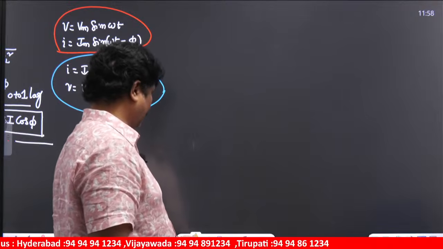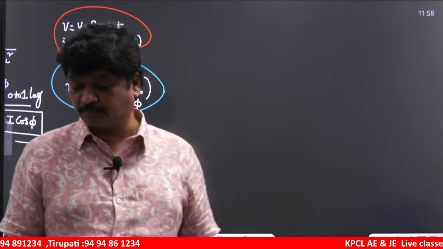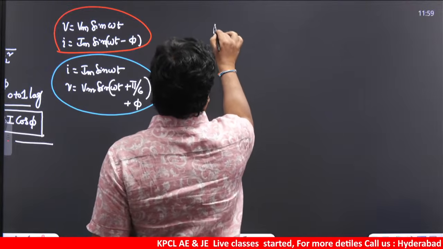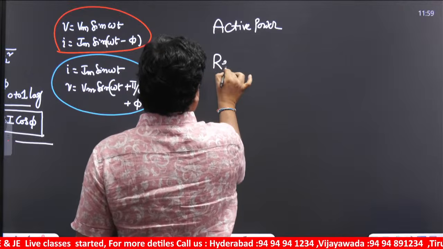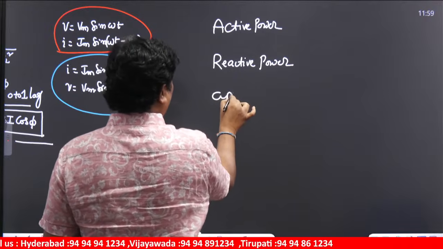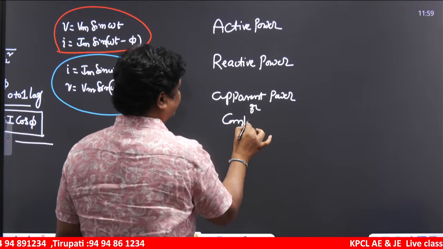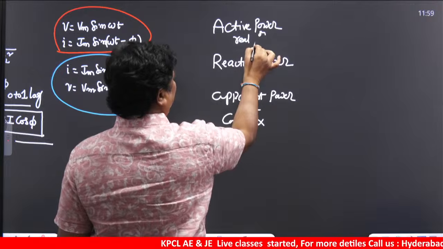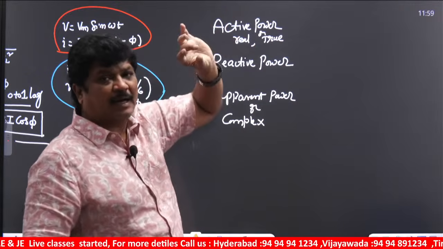Now, coming to power, we have three powers. One is active power, the other one is reactive power, and one more is apparent power. This apparent power is also called complex power. This active power is also called real power. It is also called true power. Active power, real power, true power all belong to the same.